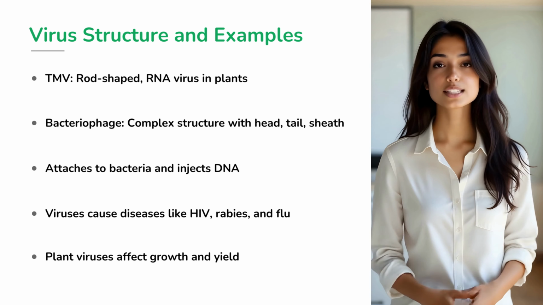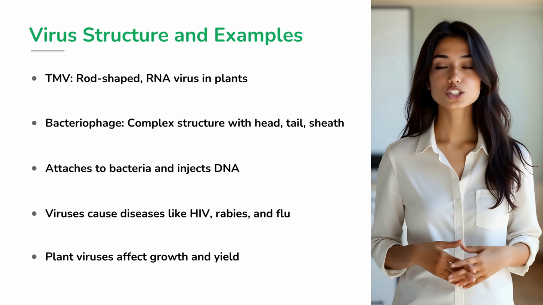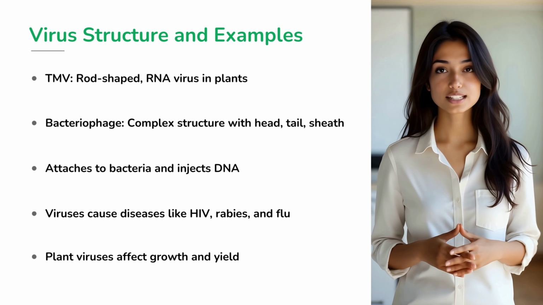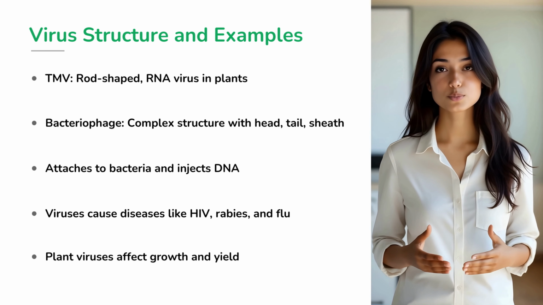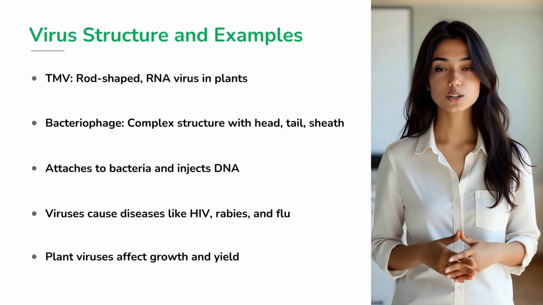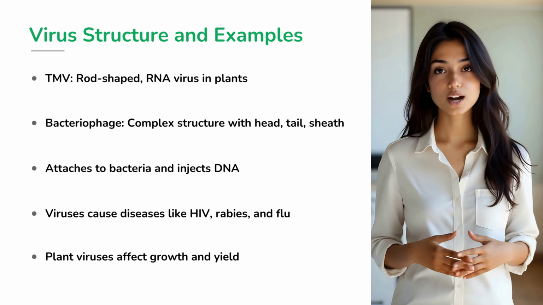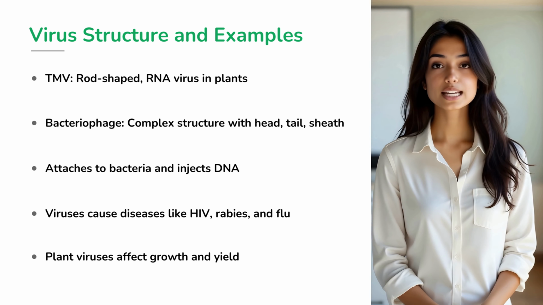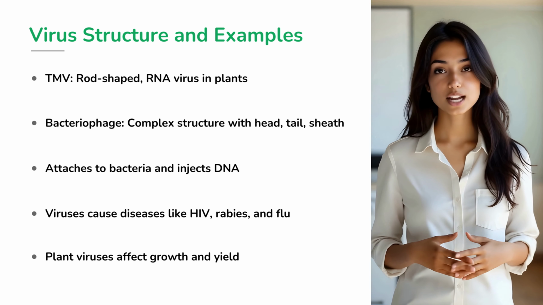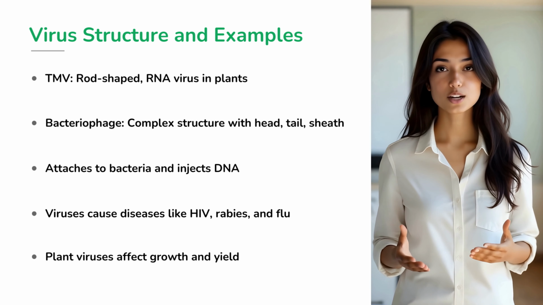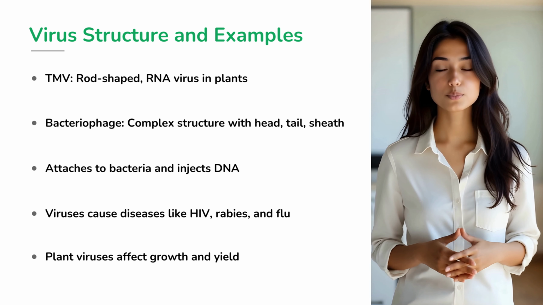A typical virus has a geometric capsid that encloses genetic material. Take the tobacco mosaic virus, TMV, a rod-shaped virus with single-stranded RNA and a helical protein coat. Or the bacteriophage, a complex virus with a head, collar, sheath, and tail fibers. It attaches to a bacterial cell, injects its DNA, and hijacks the host machinery to replicate.